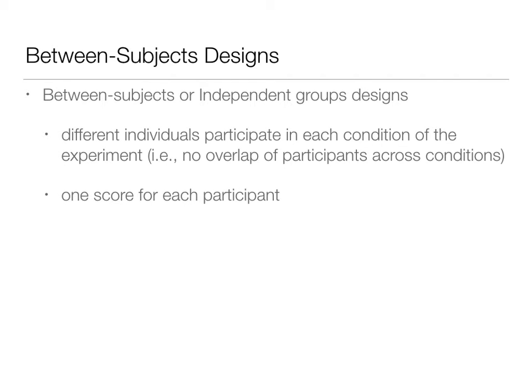So you get 1 score for each participant. If you have 50 scores, it's because you have 50 participants. If you have 100 scores, it's because you have 100 participants. If you have 30 people participate in your study, you'll get 30 scores.